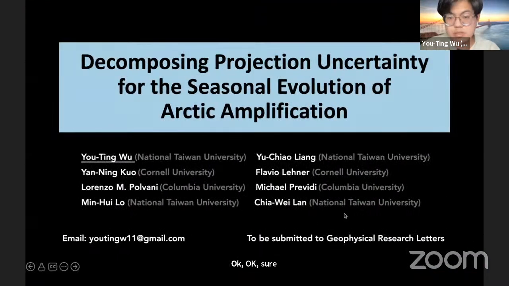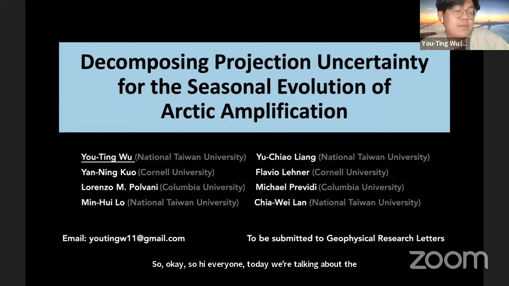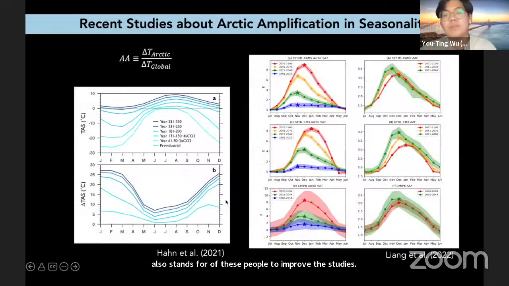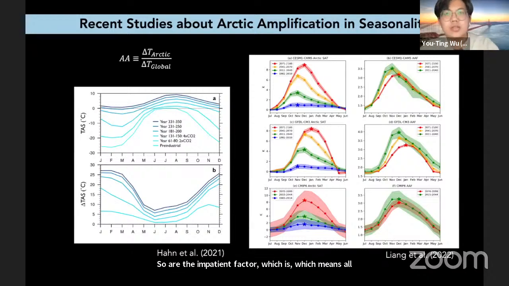Okay. So hi everyone. Today we're talking about the seasonal evolution of Arctic amplification. We also analyze its decomposed uncertainty in projection. I'm Yuting Wu from National Taiwan University, and my advisor is Yu-Chiao Liang. And also thanks to all these people who helped improve these studies. Okay, so let's get started. So the Arctic amplification factor, which means the Arctic warms more than the rest of the globe, is a robust phenomenon in model simulations and in observations.